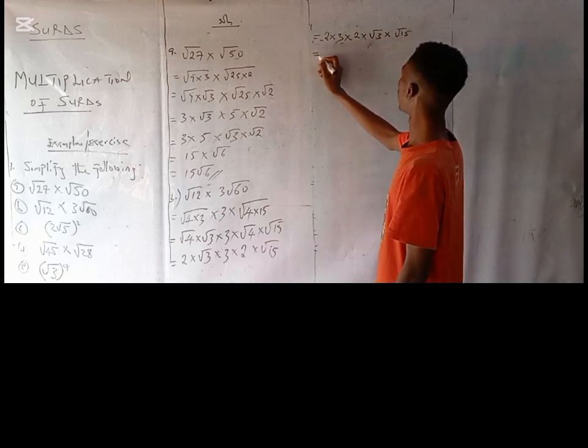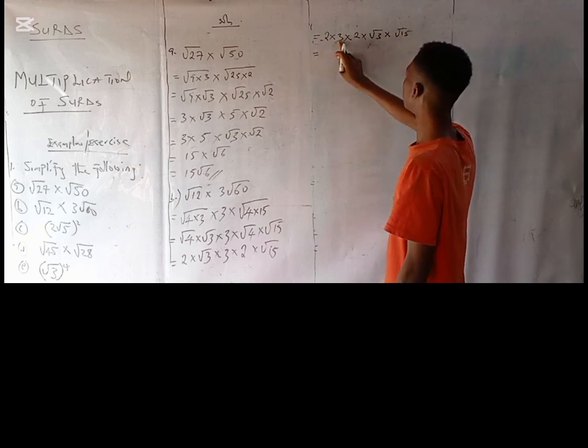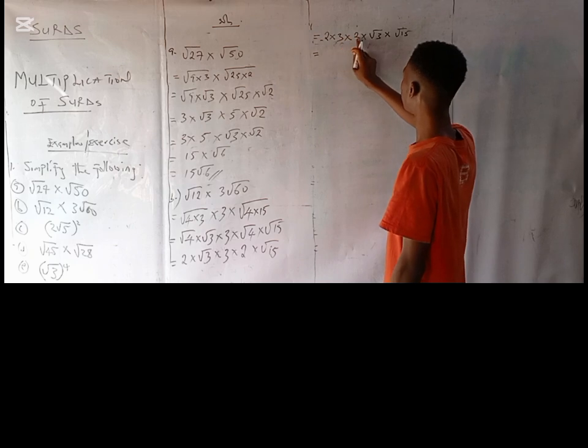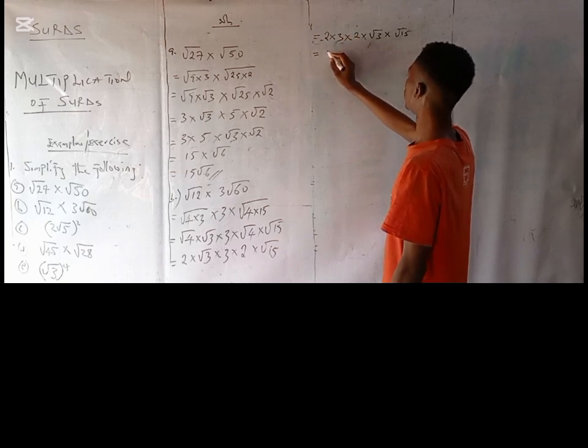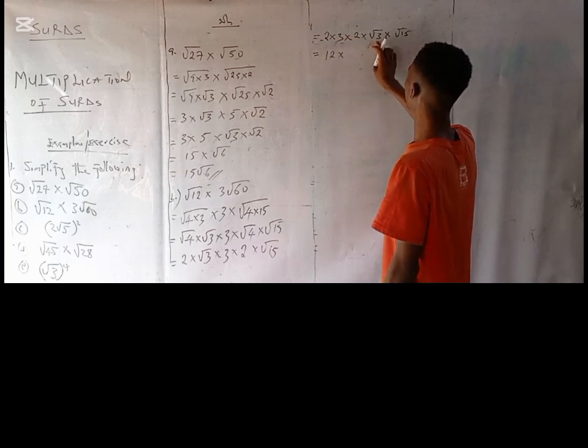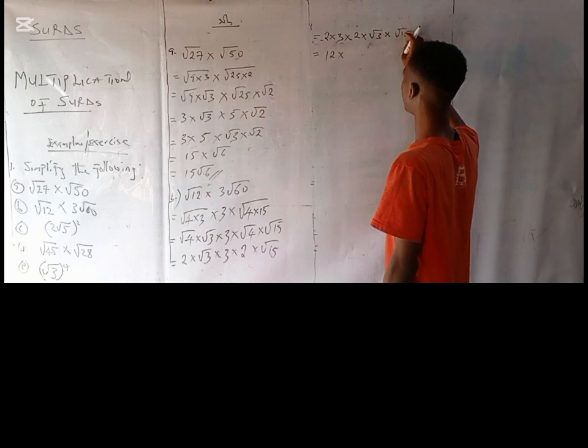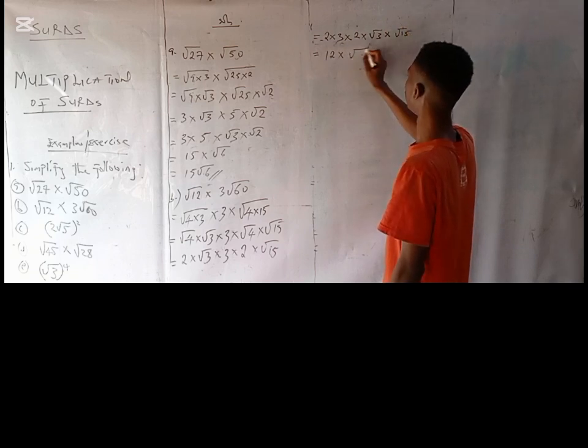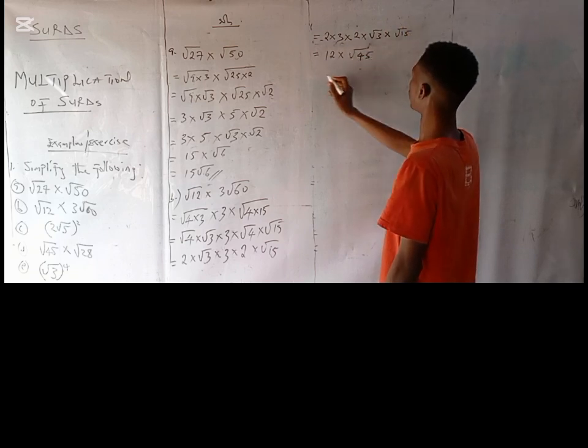So this is equal to 2 times 3 is 6, times 2 is what? 12 times root 3 times root 15, which is root 45. So which is equal to what?